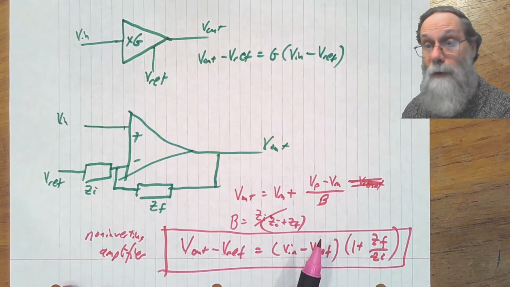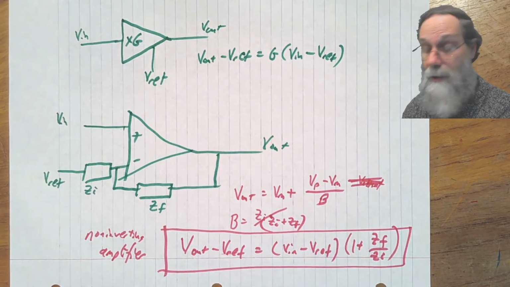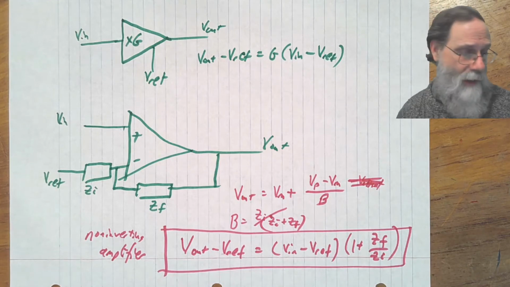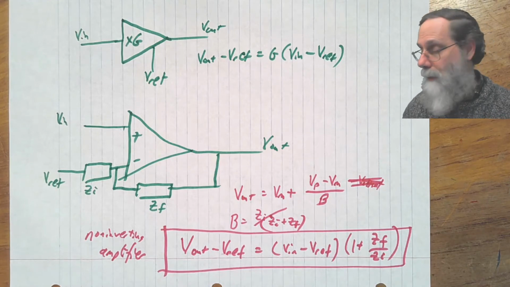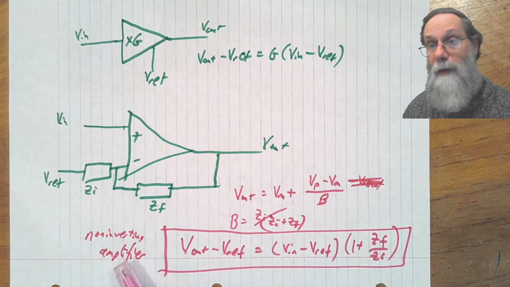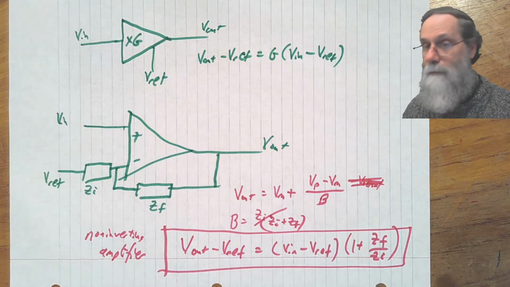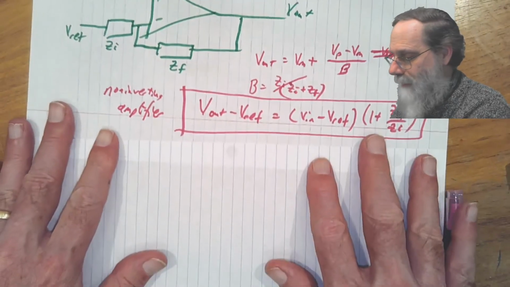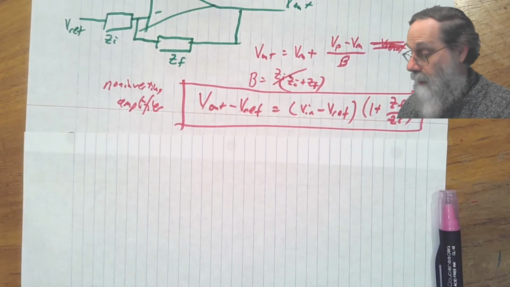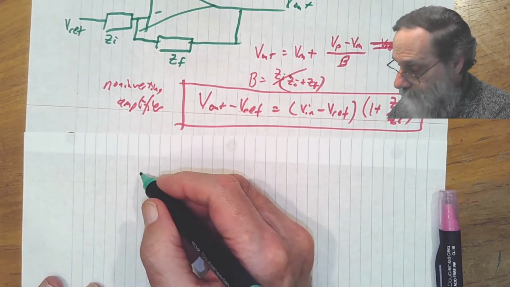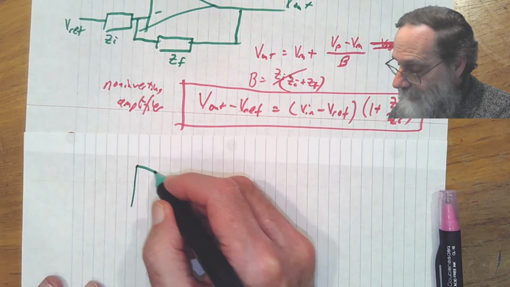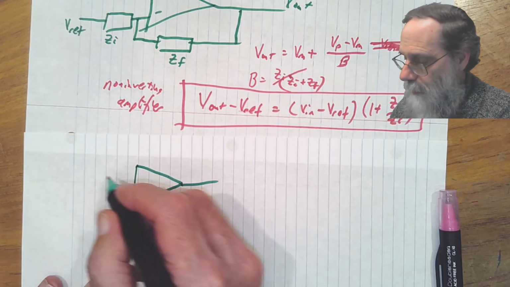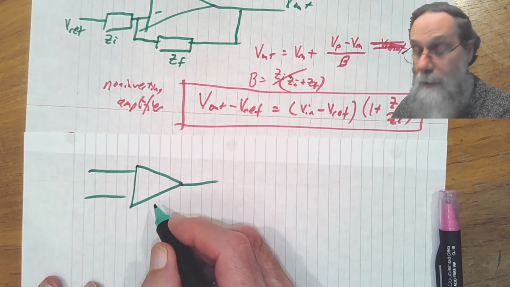That's an important formula. It is worth memorizing. It's one of the few things in this class that's actually worth memorizing: the formulas for the non-inverting amplifier and the inverting amplifier. So what's the formula for the inverting amplifier? If it's worth memorizing, we better have it. All right, the circuit. The circuit is identical to the circuit for the non-inverting amplifier.